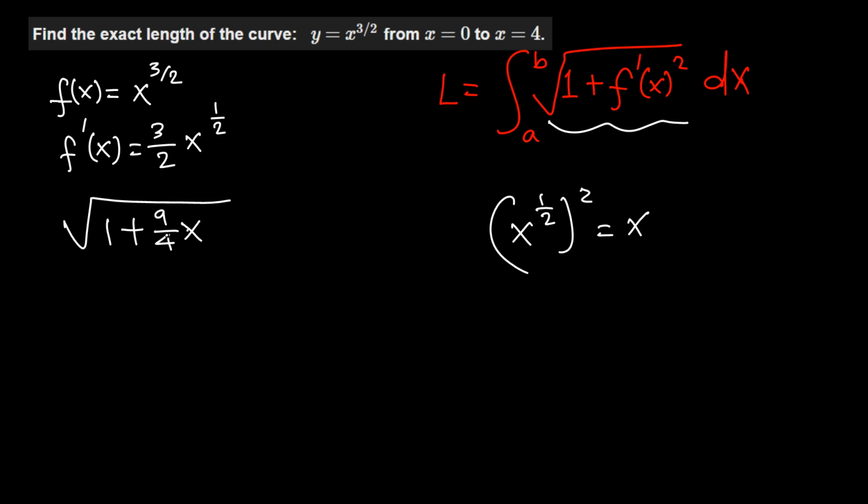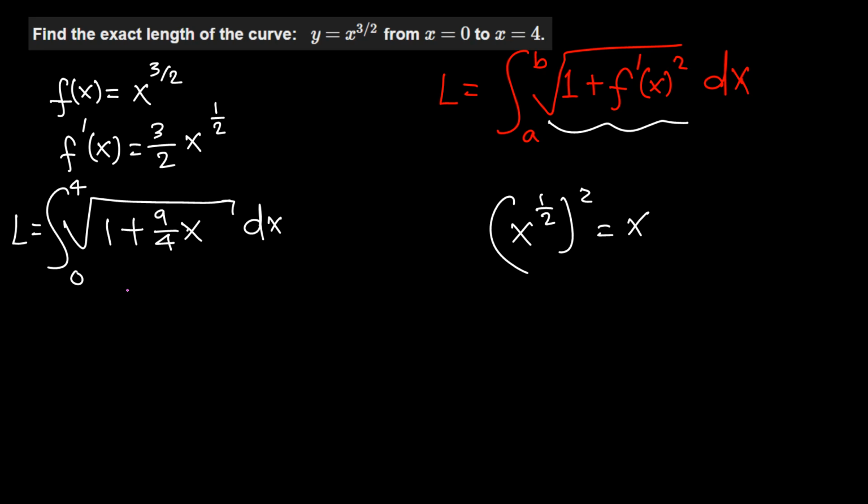That is inside the integrand. Okay, and we need to integrate this from 0 to 4 with respect to x, and this is the arc length. Okay, so let's do it. So the integrand is square root of 1 plus 9/4 x.